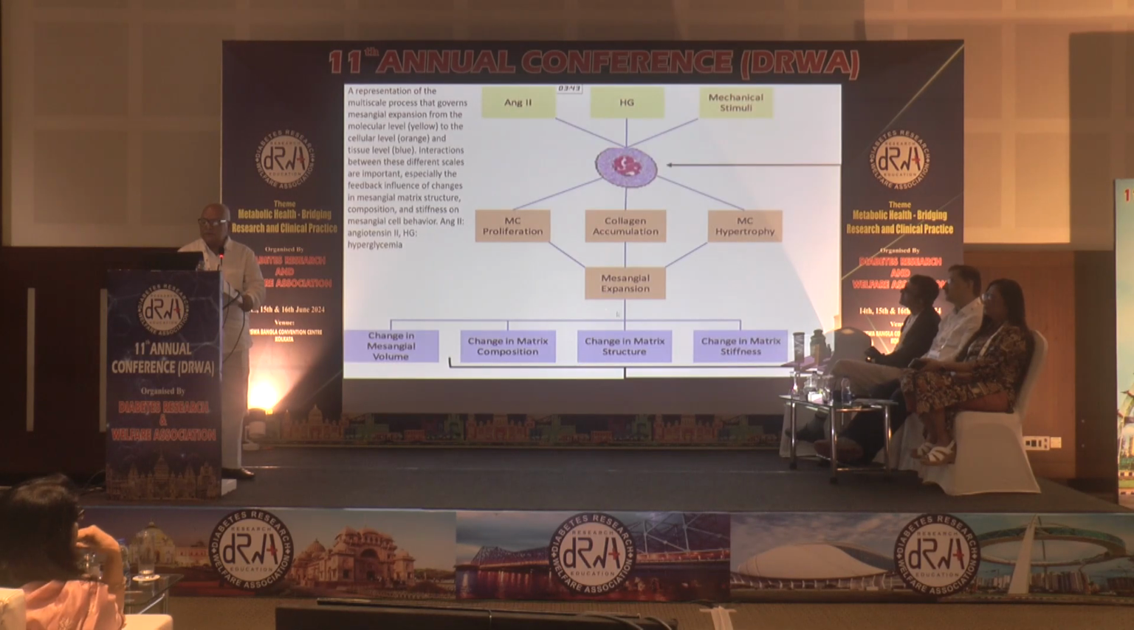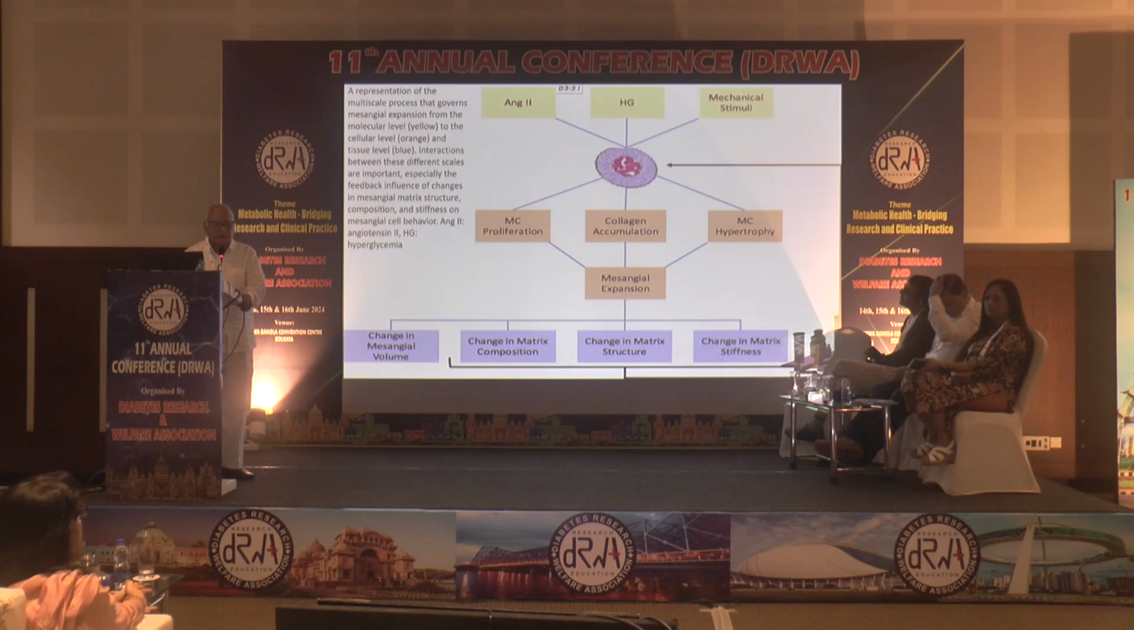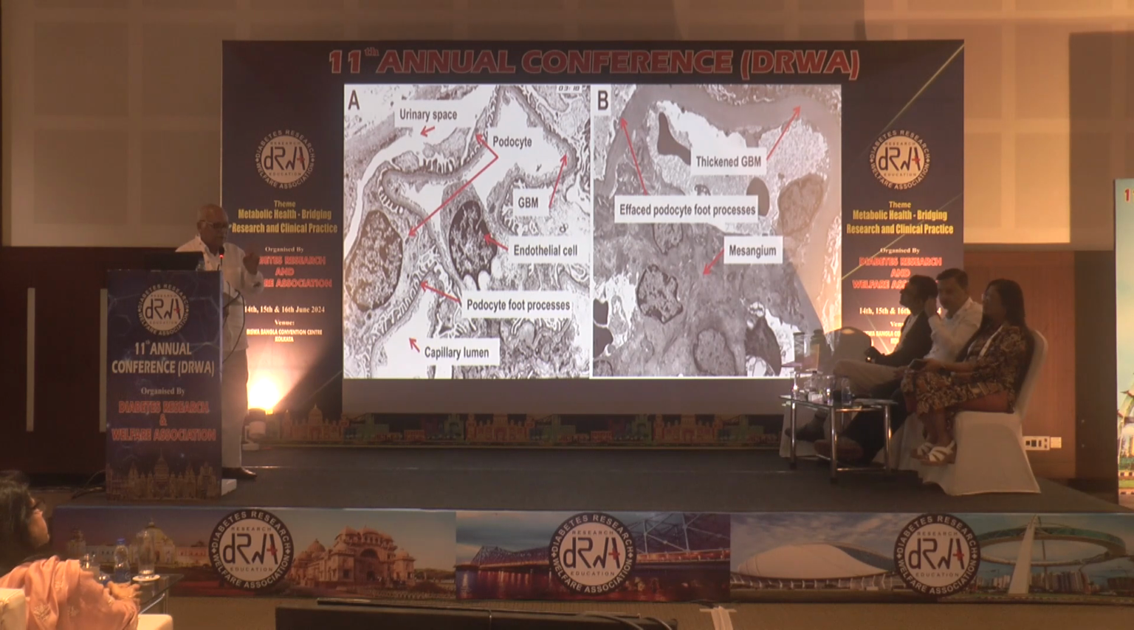So this high glucose with collagen proliferation and mesangial expansion leads to an increase in mesangial volume, change in matrix composition, change in structure, and change in stiffness. This is the urinary space. These are the podocytes, and these are the foot processes. They efface. When they efface, they lose the power. Protein is a negative charge. Albumin is a negative charge. The basement membrane is a shallow protein, negative charge.